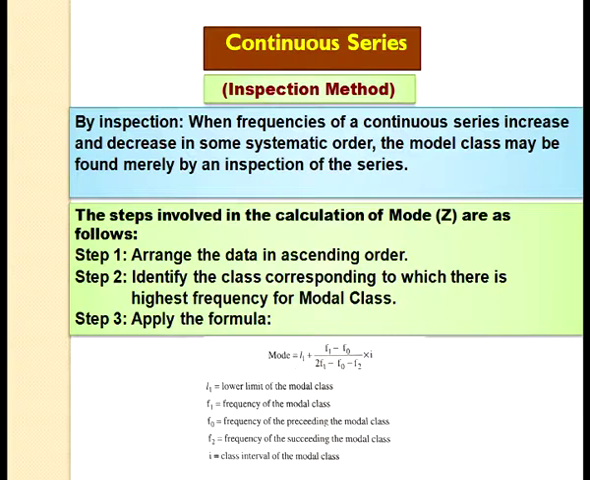Now very first over here we are going to arrange the data, then we are going to see the highest frequency. Then the highest frequency will give us the modal class and then we are going to put the values in the formula for the mode. So, mode over here is L plus (F1 minus F0) divided by (2F1 minus F0 minus F2) into I. F1 is the current class frequency, F0 is the previous class frequency, F2 is the next class frequency. In this way, we can compute mode in case of continuous series by inspection method.